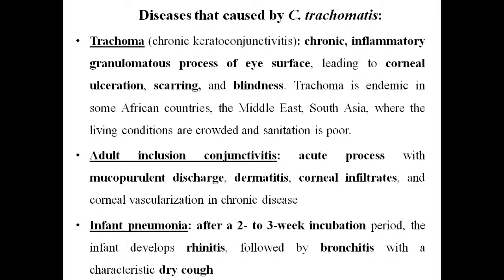Another disease caused by Chlamydia trachomatis is adult inclusion conjunctivitis. It is an acute process with mucopurulent discharge, dermatitis, corneal infiltrates, and corneal vascularization in chronic disease. It resembles trachoma. Infant pneumonia, or pneumonia of the newborn, is also caused by Chlamydia trachomatis. It develops after a 2-3 week incubation period. The infant develops rhinitis, followed by bronchitis with a characteristic dry cough. It develops in newborns.